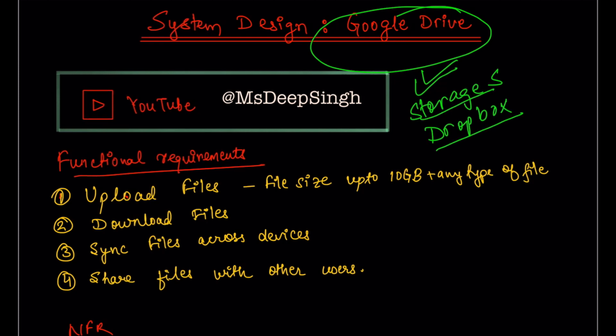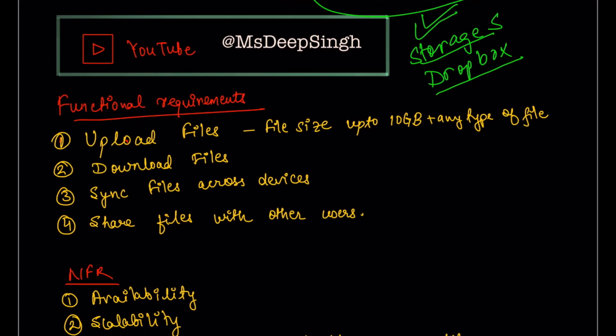When we say that we want to design Google Drive or Dropbox, then what kind of functionality are we seeking? So first one is upload files. Basically, since this is a storage service, you want to provide a functionality so that files can be uploaded. Now the file can be of any type.